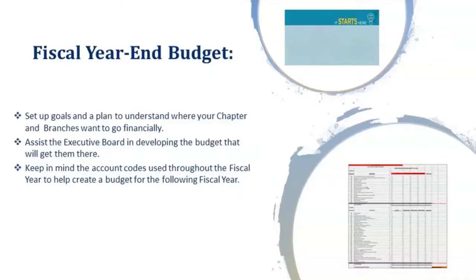The next topic we're covering is the fiscal year-end budget. You want to make sure that you set up goals and plan to understand where your chapter and branches want to go financially. Keep in mind the account codes that you use throughout the fiscal year to help create a budget for your following fiscal year. This is one of the required documents that you would need to submit with your fiscal year-end financial package.